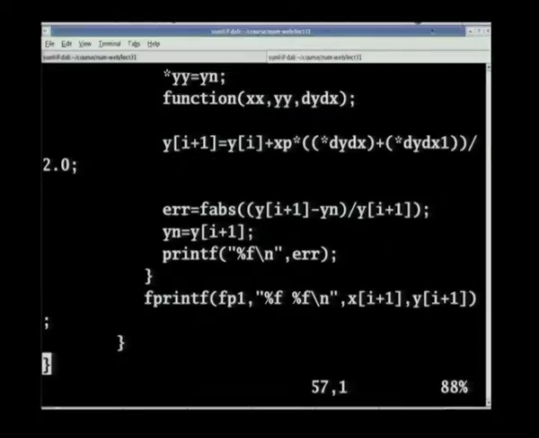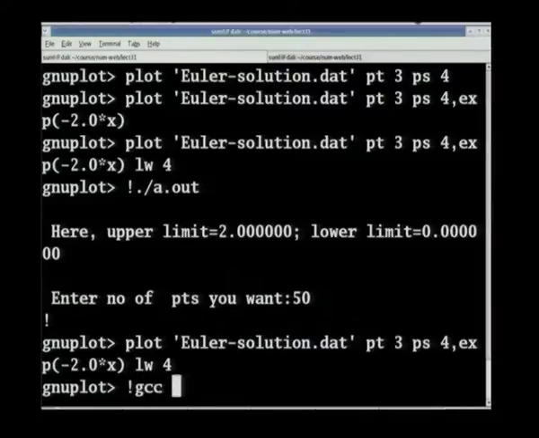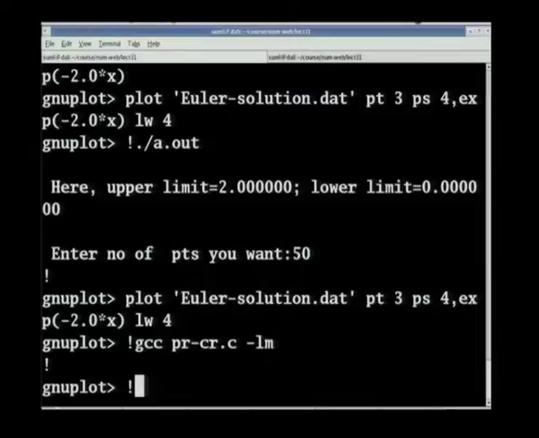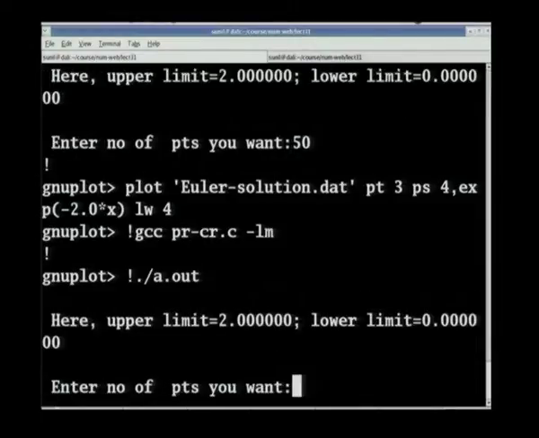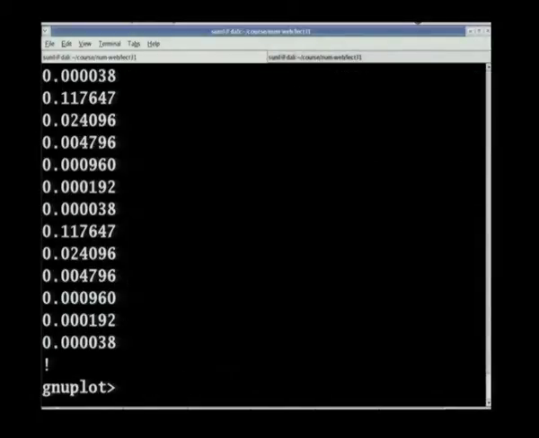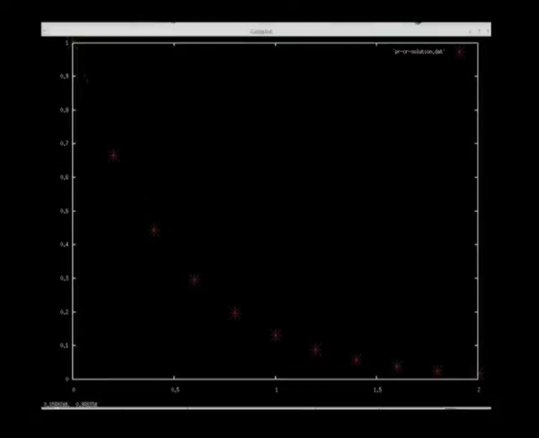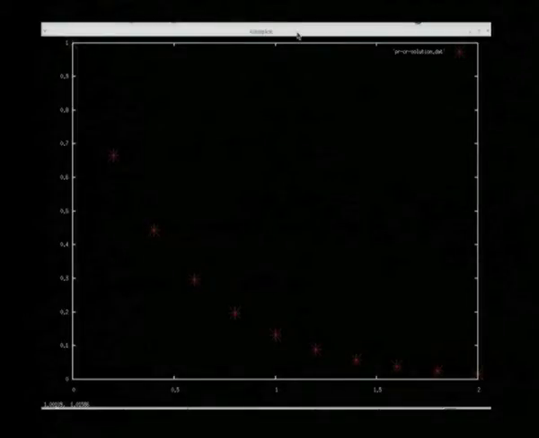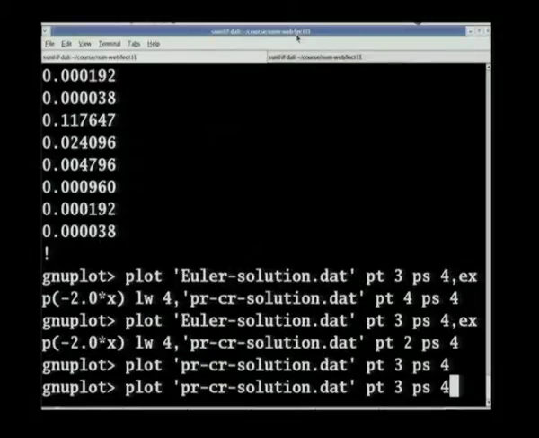So let us run this program here again. We will run it again with 10 points. I am just plotting what you get from the predictor corrector alone, and we will compare that with the actual value.